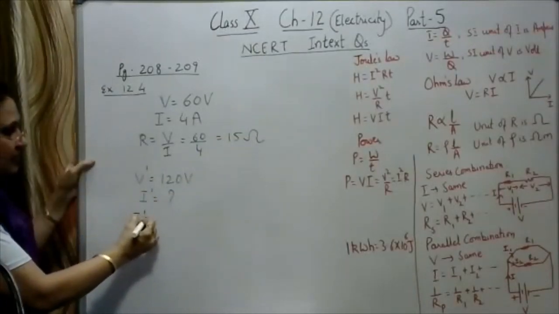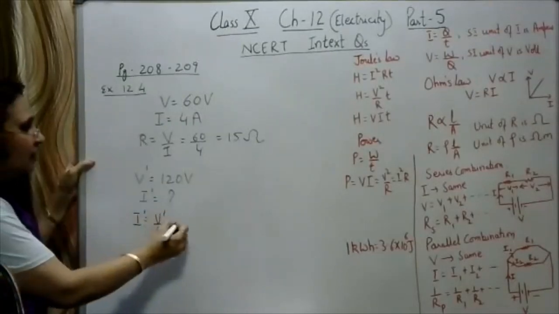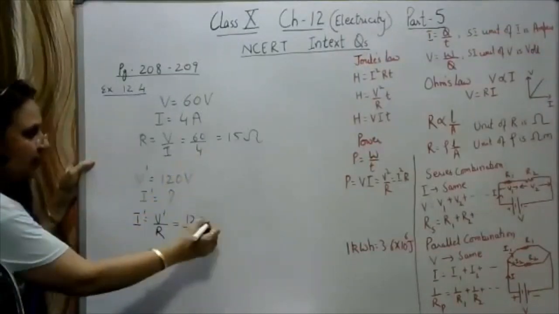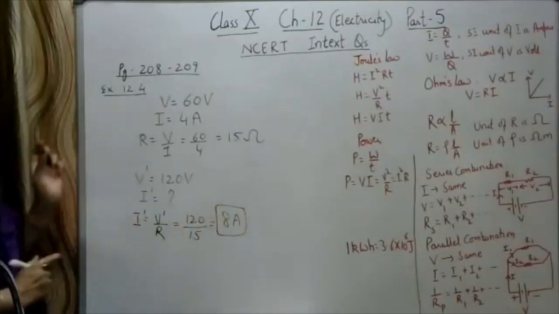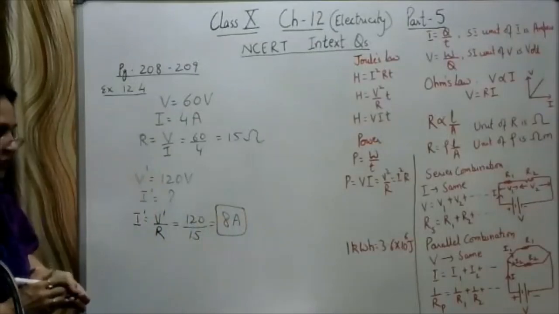So I dash is equal to V dash upon R, the resistance will remain the same. V dash here is 120 and the resistance we have determined is 15 ohms. So this is equal to 8 amperes. So what will be the current now? It will be 8 amperes when the voltage source is increased to 120 volts.